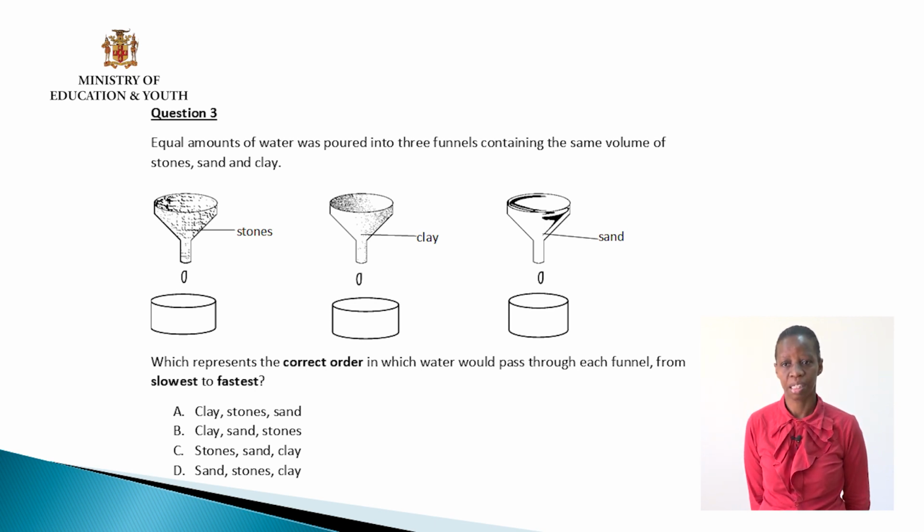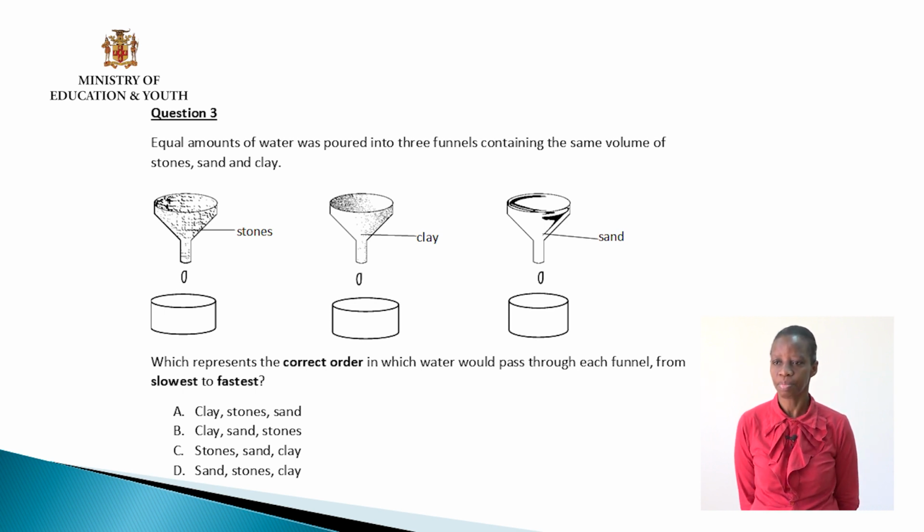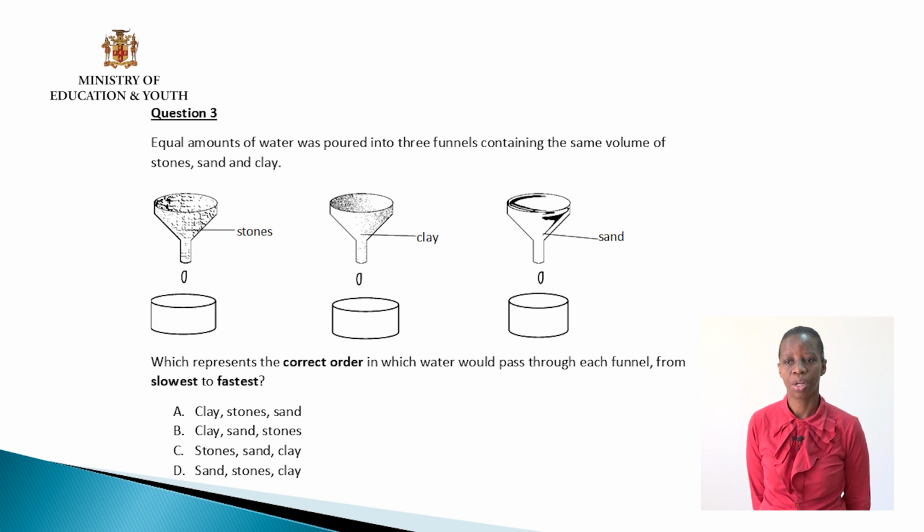You need to remember, for instance, comparing sand and clay and stones, which of these would have the larger particles? And hence, which of these would the water pass through the fastest? And then, of course, we can compare to see which one would be the slowest. All right, so look at the options given and let us know which one do you think would be the correct order from the slowest to the fastest. Have you tried it yet? All right, let's check our answers.